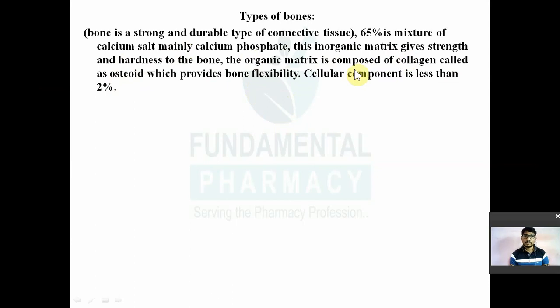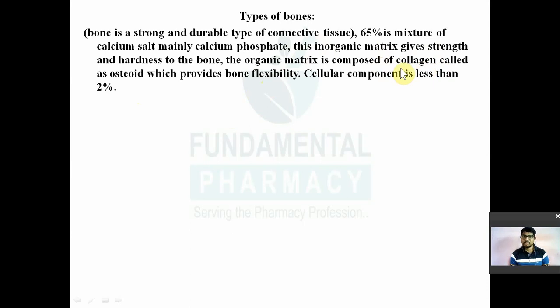कि bone में क्या है, 65% जो mixture है bone में, वो calcium phosphate का salts है. That part is known as the inorganic matrix, which will provide the strength and hardness to the bone. Then the organic matrix is composed of collagen, called osteoid, which provides the bone flexibility. So bone is made up of two matrices: the inorganic matrix, made up of calcium phosphate, which is 65%, and the remaining 35% is the organic matrix that is made up of collagen.